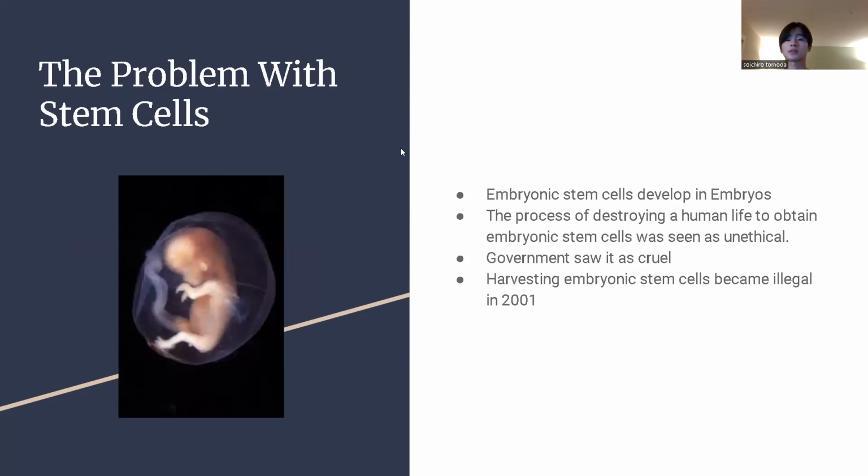So the problem with stem cells. Embryonic stem cells develop in embryos, and the process of destroying a human life to obtain embryonic stem cells was seen as unethical, and the government saw it as cruel. So harvesting embryonic stem cells became illegal in 2001.